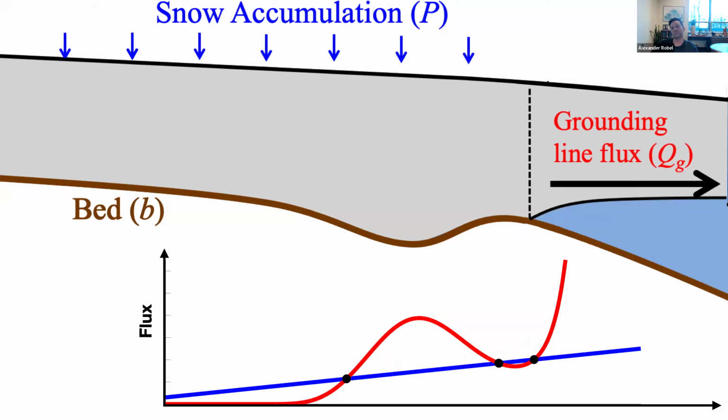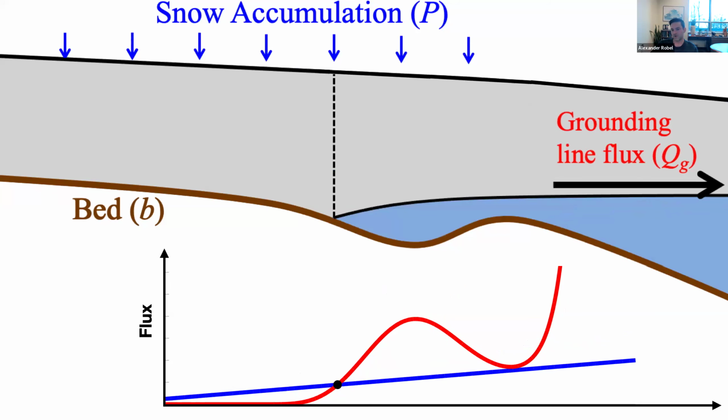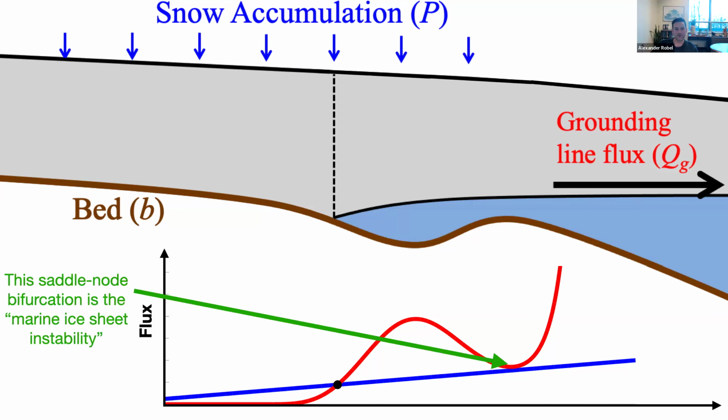And you can probably see where this is going, which is that we can get to a situation where, if the accumulation rate decreases enough, the fixed point that was previously far out here on the continental shelf disappears, and the grounding line will want to retreat far inland. So this loss of stability of this fixed point is known canonically in the dynamical systems world as a saddle node bifurcation, right?